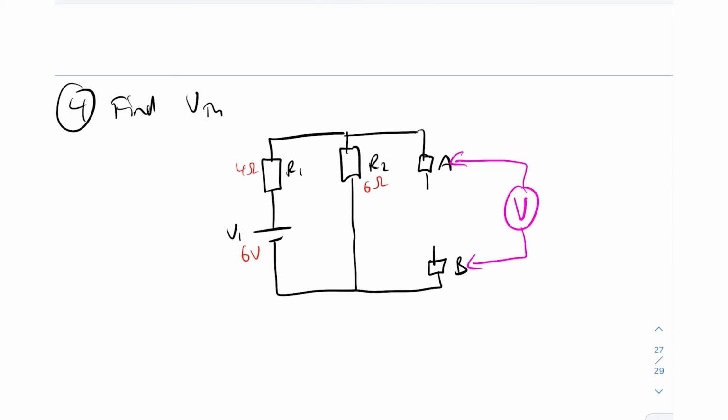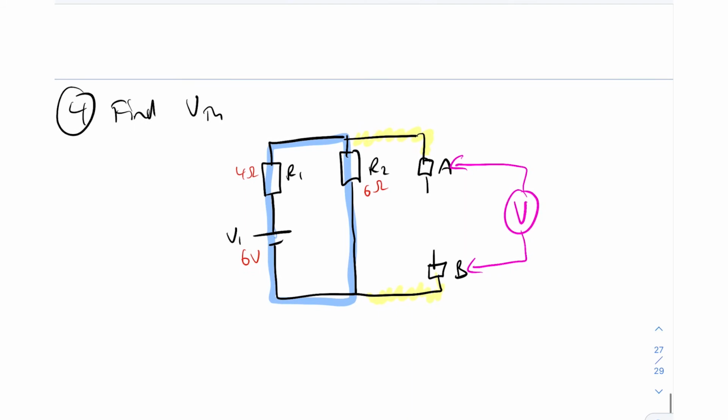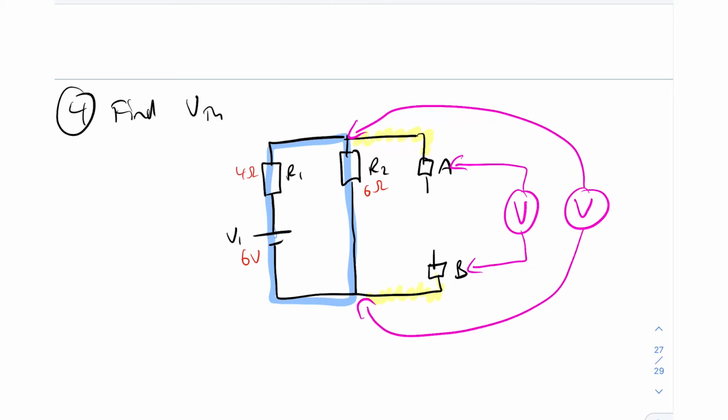Right? So we're looking for that voltage. Now, obviously, no current is flowing here. Why? Because the current is going to come this way, this way, this way, this way, and back into the battery. There's no current flowing in A and B. So the actual voltage is going to be the same here. A and B's voltage is the same here as it is there and there, right?